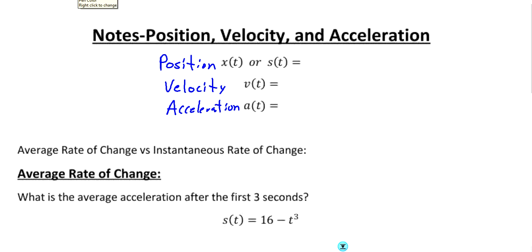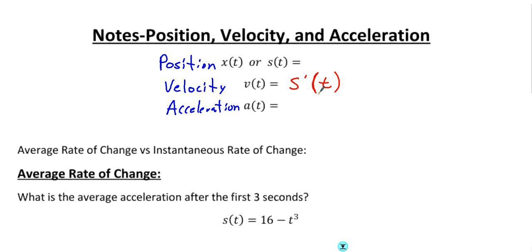When we talk about velocity, velocity is the change in position over the change in time. So velocity is the slope, okay? Now if it were average velocity, it would be change in position over change in time, but when we're talking about instantaneous velocity, velocity is the derivative of position. So if you take the derivative of position, s prime of t or x prime of t, you get the velocity equation, okay?